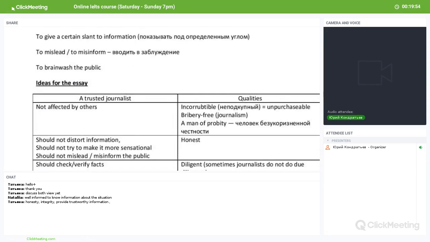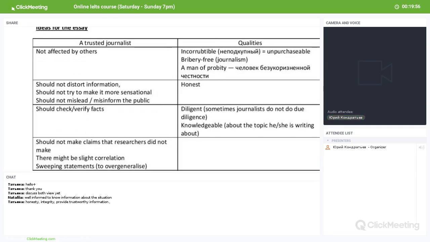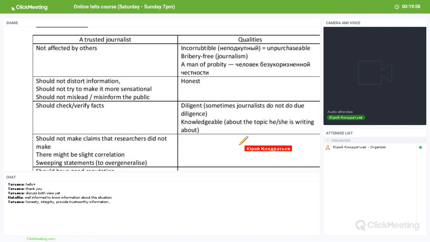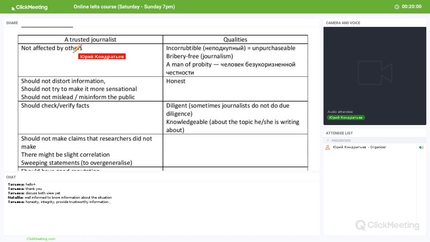So here's what I have, and maybe you can add something. So a trusted journalist should not be affected by others, so he shouldn't be influenced, and he should be incorruptible, or you can say unpurchasable. Well, this maybe it's not realistic, but you can write about it.